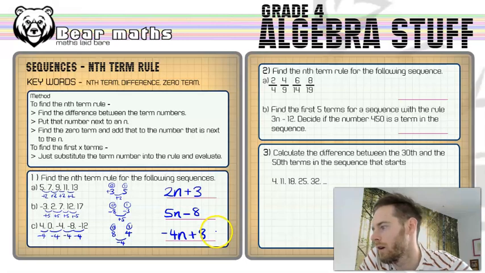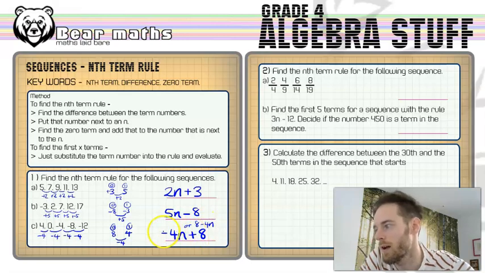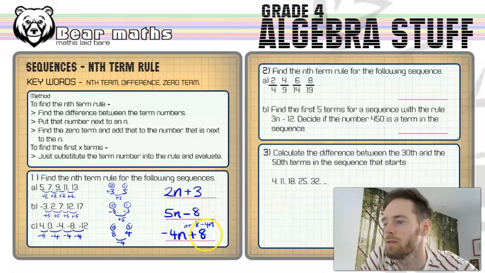They do kind of like to mix these up a little bit, and they kind of test your understanding on them. You might see these rules written the other way around. If you've got this one here, for example, you might see it as 8 minus 4n. Let's put that as well. 8 minus 4n. That is the same rule as this. It's just that minus 4n term is written after the positive 8.